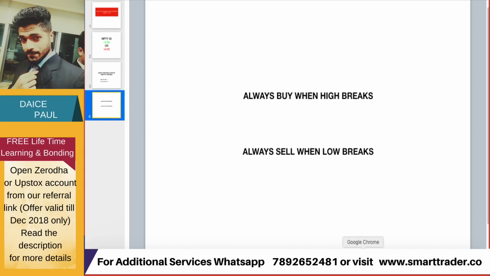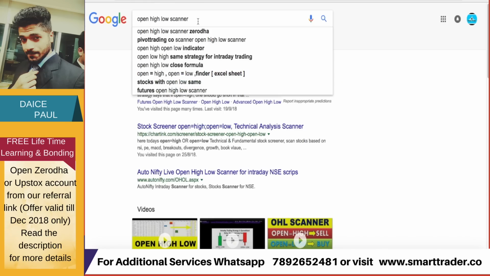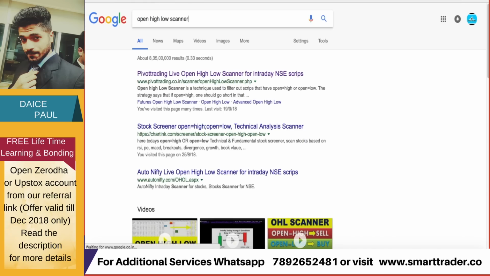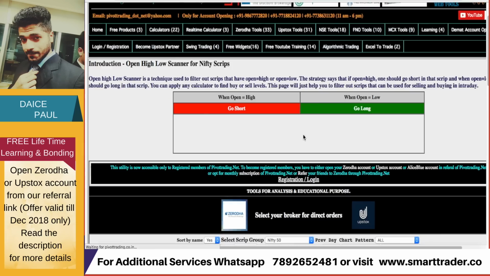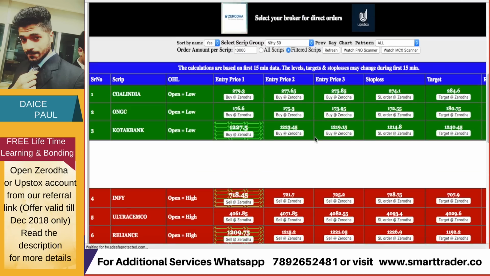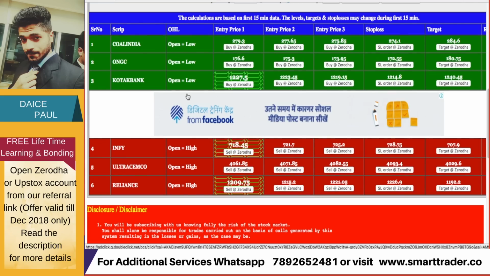Let me just go to the charts. In Google, just type open high low like this and hit, and you get starting pivot trading like this. You have a lot of websites, you can go to any of your favorite ones, and after going into that, you get a list of stocks over here. So after 10 o'clock there will be a lot of stocks over here.